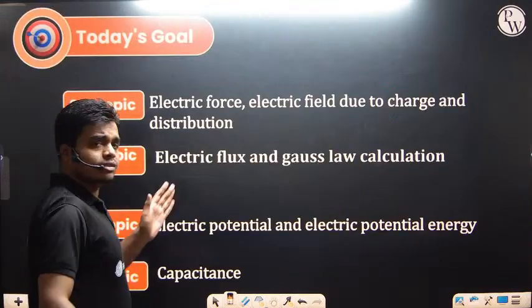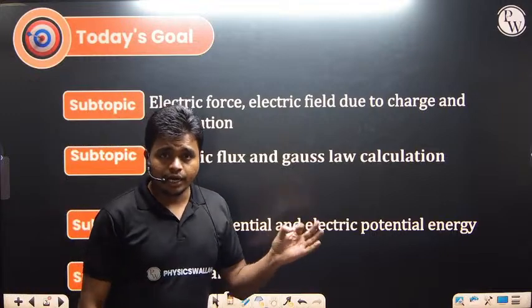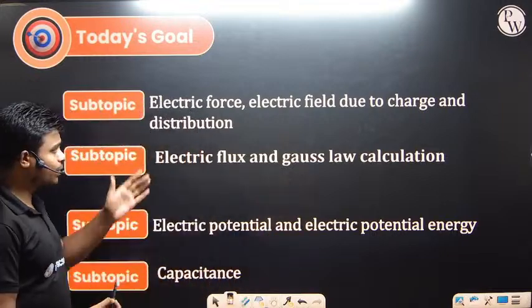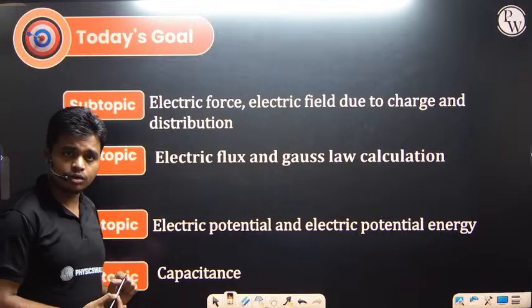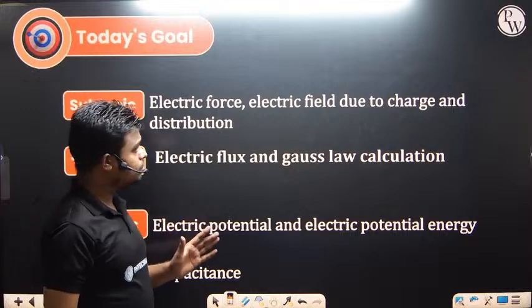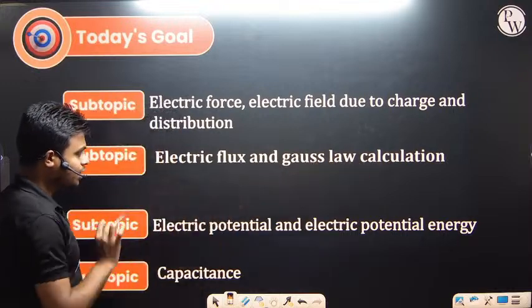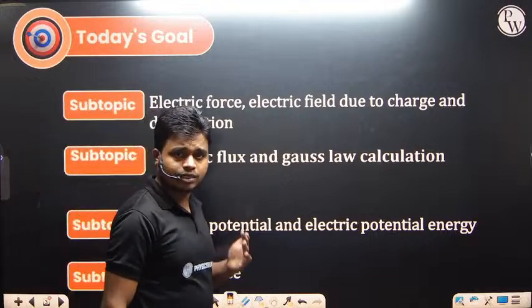We can divide electrostatics into two chapters. One is electric charge and field, and the second is electrostatic potential and capacitance. We can divide these chapters into four subtopics: electric force, electric field due to charge distribution, electric flux and Gauss law calculation. Next we have electric potential and electrostatic potential energy, and the last part is capacitance.